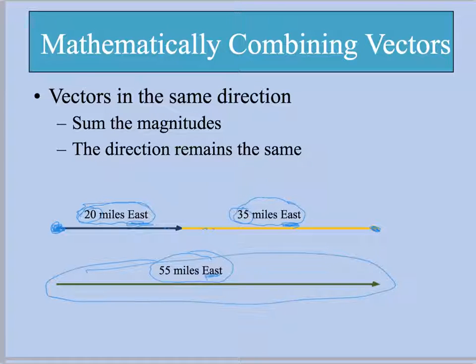This could be like if a plane was flying in a certain direction and the wind was going in that same direction. Well, you would combine the wind speed with the plane's speed to get the total resultant speed.